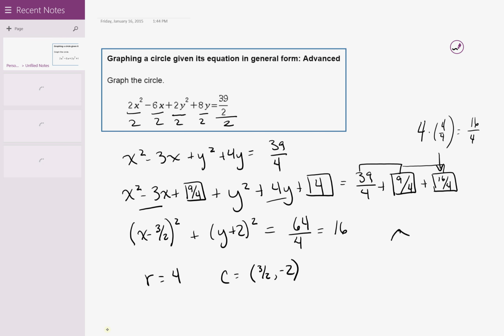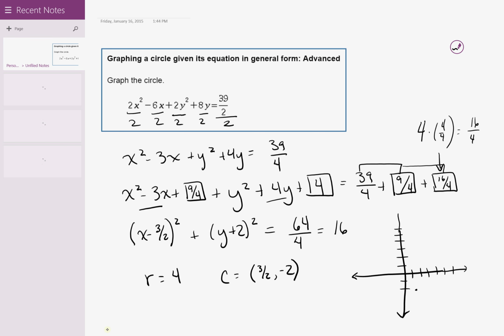And to graph that by hand is not going to be very precise. But if I need that to be a little longer. So 3 halves, negative 2 right here.